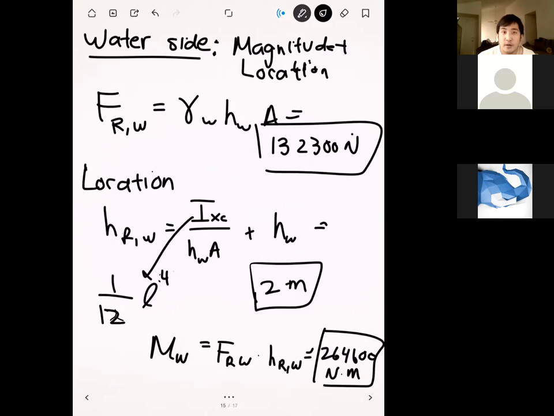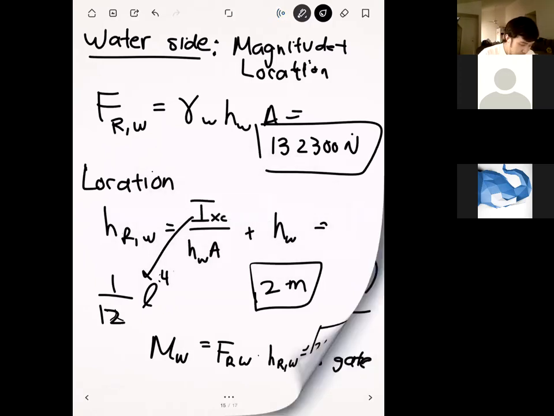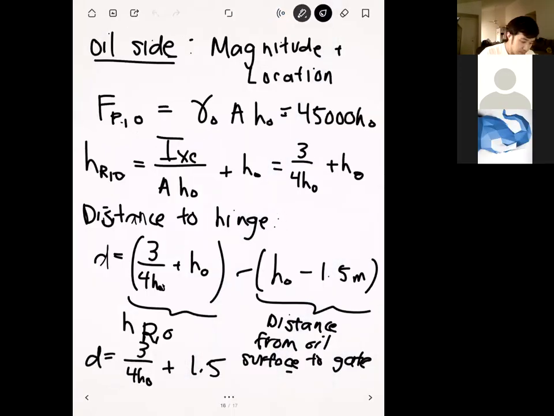Oh, Joshua, did you have a question? Yeah. So what was the part that says distance to hinge? I didn't get to write that down. 3/4H plus 1.5.